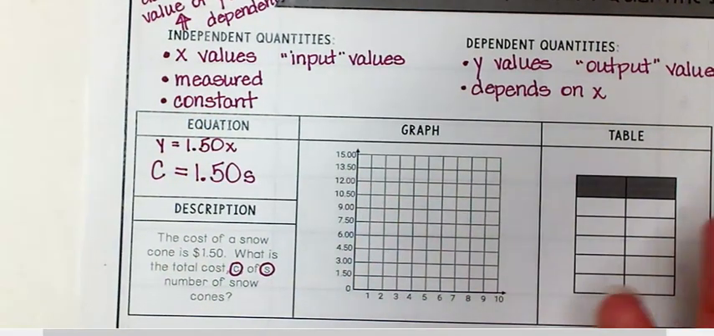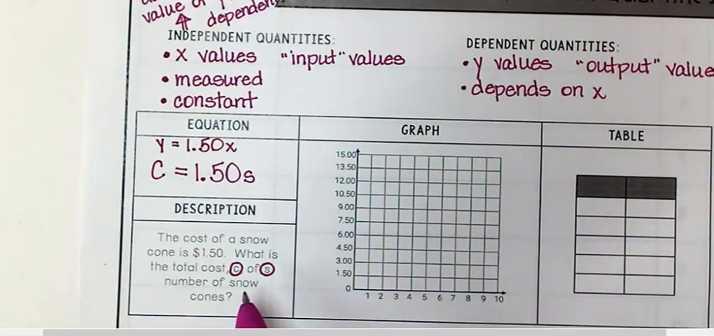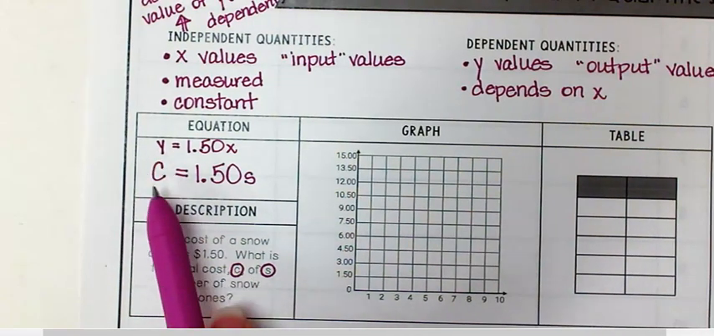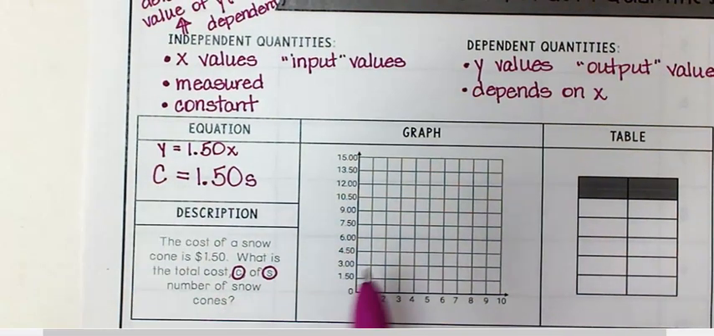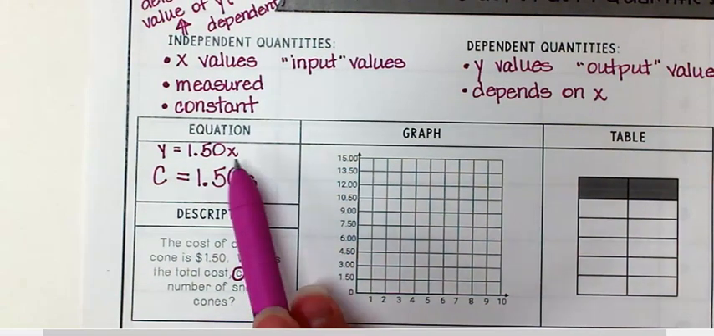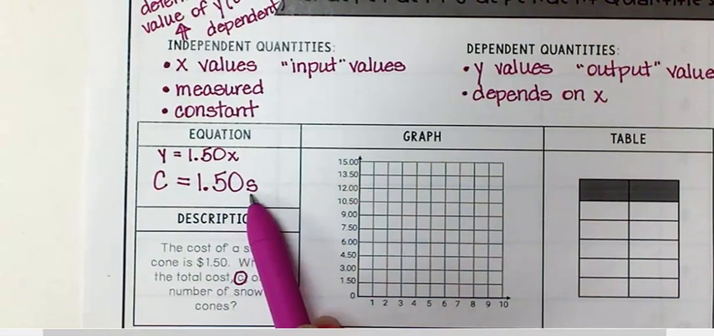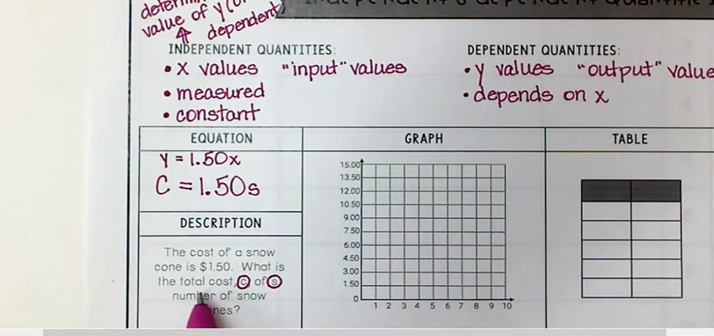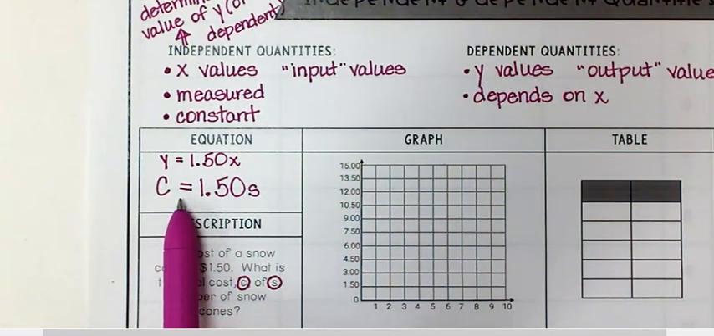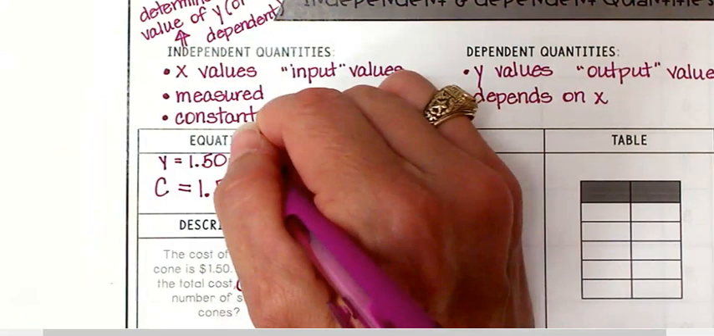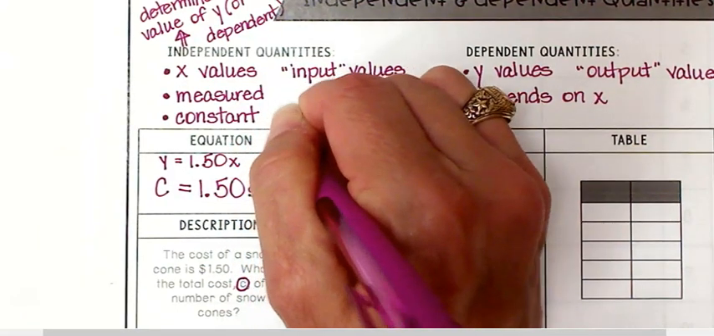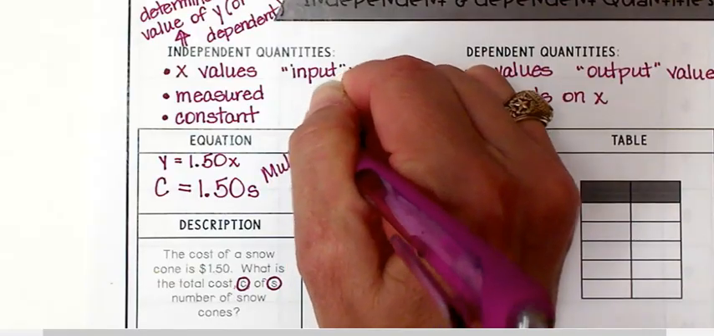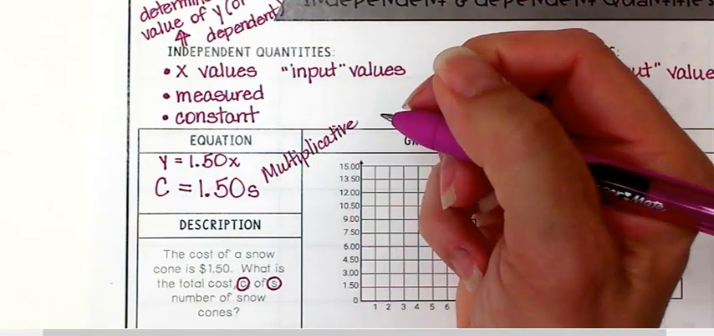Why are they all of a sudden changing variables? They're just using variables that better describe what's going on in this particular situation. So they used C for cost instead of y because it's more descriptive as to what's going on. They use S here instead of x because, again, it's just more descriptive of what they've got. S represents snow cones. But the bottom line is I took this verbal description and I made this equation. And this is a multiplicative relationship.